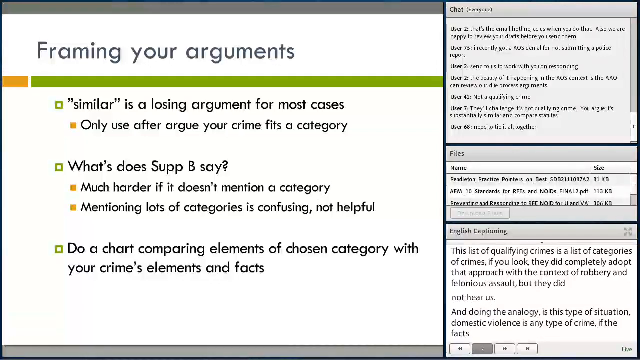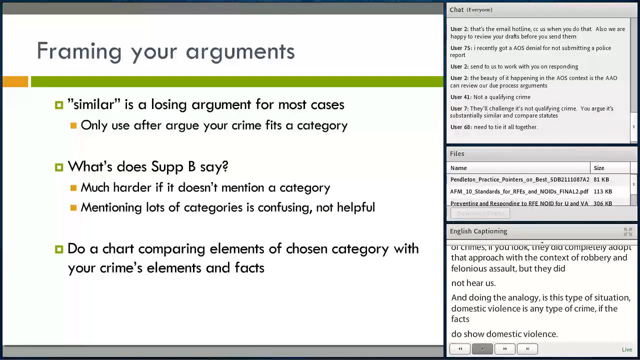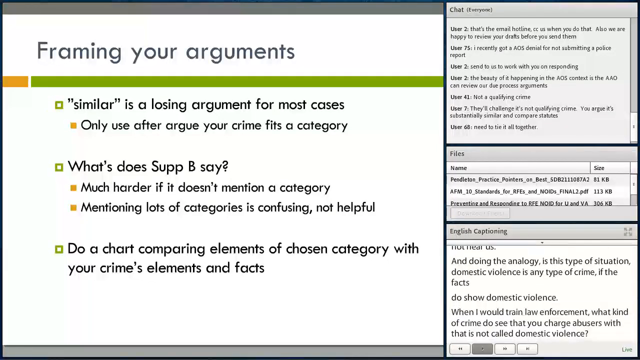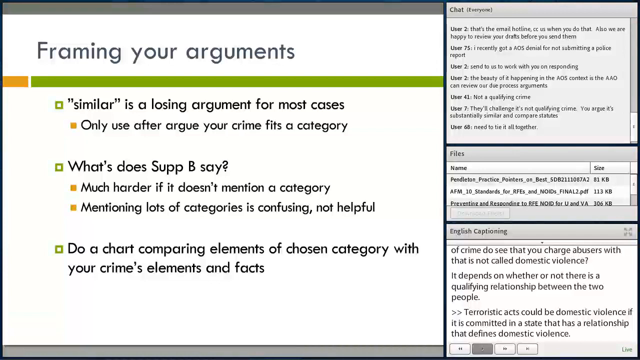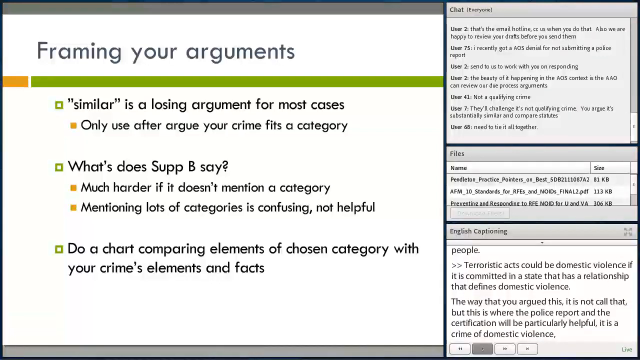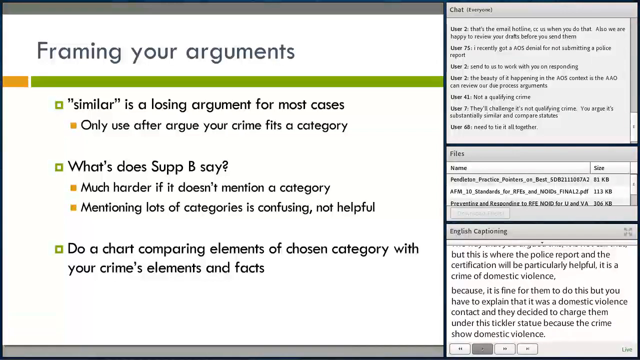When I went out and trained law enforcement, the way I'd get to this is: what kind of crimes do you charge abusers with that aren't called domestic violence? They're myriad, and they completely depend on whether there's a qualifying relationship between the two people. So terroristic acts can be domestic violence if committed in a state that has that relationship defined as domestic violence. So the way you argue this is that even though it's not called that, with the facts, and this is where the police reports and the certification would be particularly helpful, it is a crime of domestic violence. It's fine for them to certify as domestic violence. They just need to explain that it was a domestic violence context, and they decided to charge under this particular statute because the facts showed domestic violence.